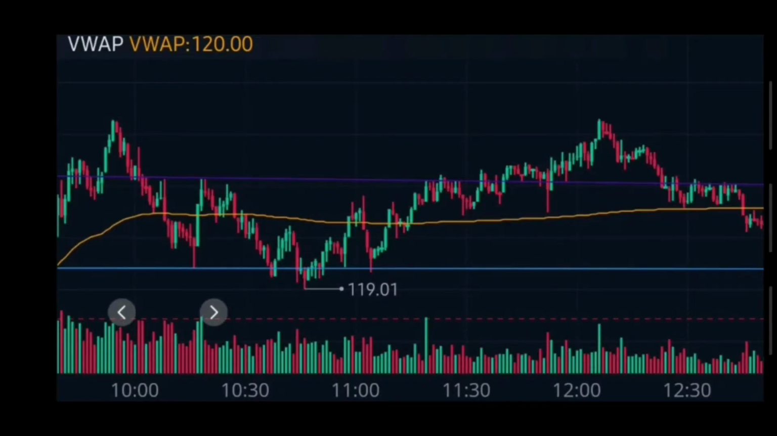Okay, so like I said, this is just a quick description of what the VWAP line is and how you could use it. If you want a more in-depth definition and descriptions of how to use the line, you could go to the Investopedia link that I have below.